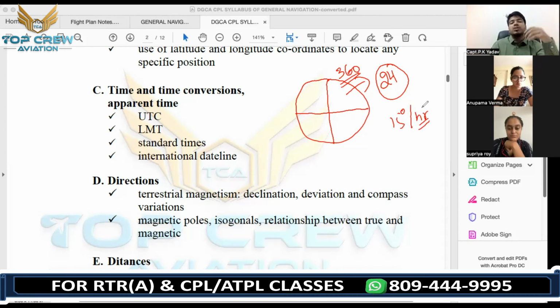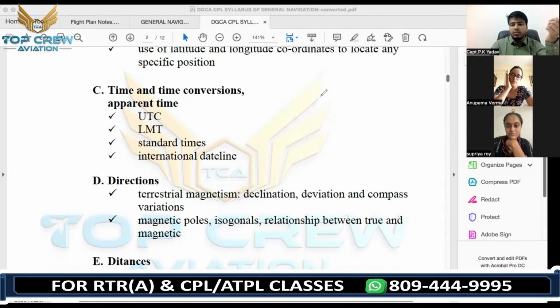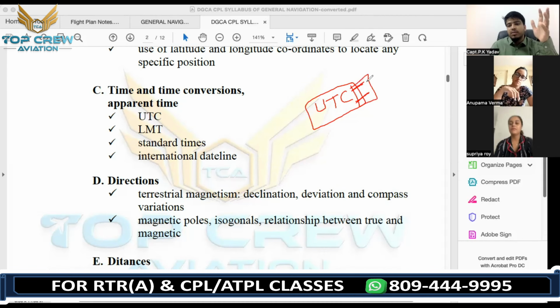what is a standard time, what is the international dateline. This you must be aware of, being cabin crew. Just out of curiosity, why do we always follow UTC time when we're flying, even though we're flying domestic? Yeah, UTC we follow because if we follow the local time, that would be a problem for everybody. So UTC time is something which is a standard.